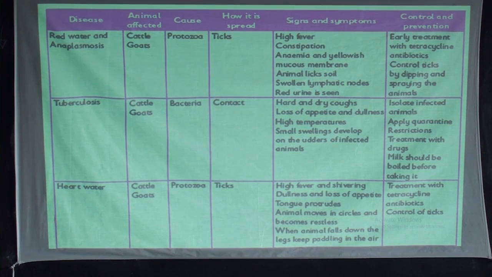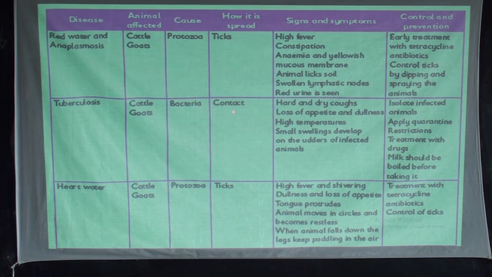Tuberculosis. This disease can easily affect both human beings and animals, okay? So that's why you have to avoid sharing water sources or different equipment between animals and human beings. So we check on this. It affects cattle and goats, and it is caused by bacteria. When you check on how it spreads, it spreads through contact. It can be contact with other animals or contact with the feeds. Maybe they are eating together, they are feeding together.